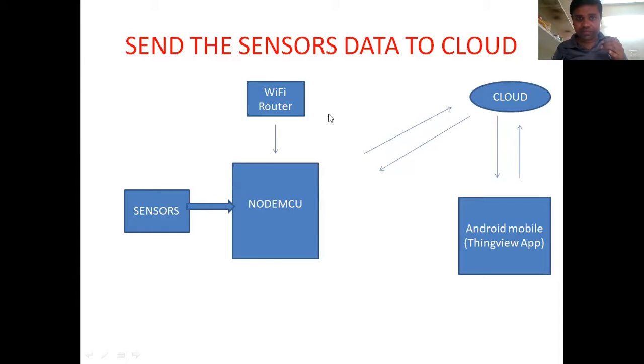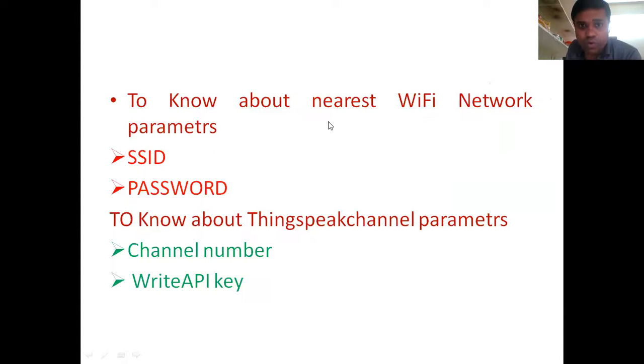Next one is to know about the nearest Wi-Fi network parameters. In order to connect to IoT, first you should know the SSID and the password of your Wi-Fi network. SSID means service set identifier. It is the name of the network.